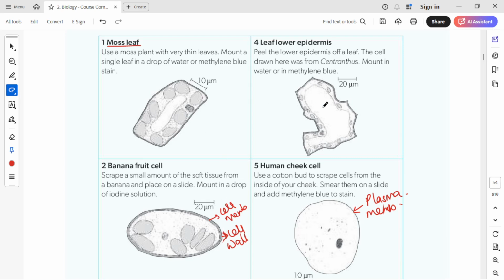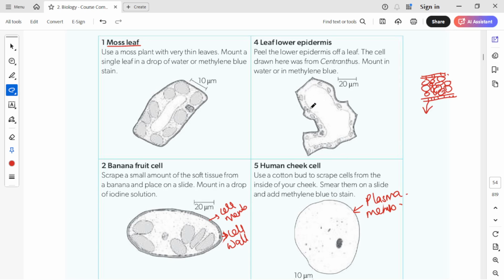These two cells are leaf cells of different plants. This is a lower leaf epidermis. If we peel off the lower epidermis, what is epidermis actually? It is the outermost layer of cells. Suppose this is a leaf. If I'm seeing it from the side, there will be an upper epidermis and a lower epidermis, and there will be a layer of cells present between these two layers. So we have peeled off this lower epidermis, and one cell of it can be seen here.